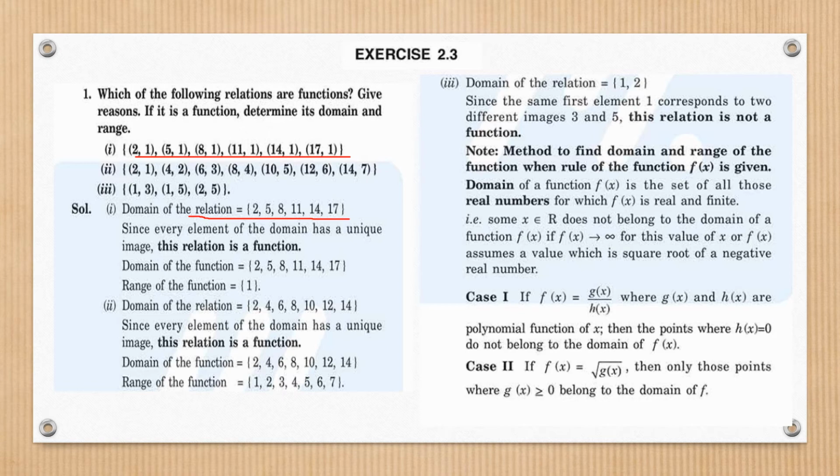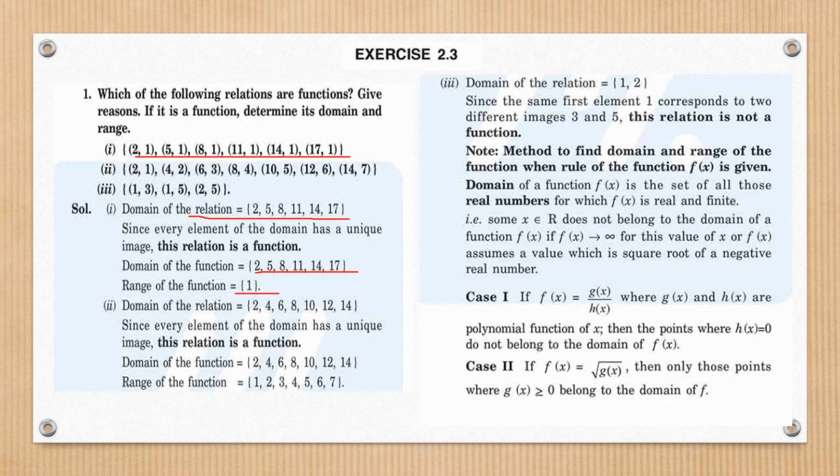Now since every element of the domain has a unique image, no two ordered pairs have the same first element. So this is a function. The domain of the function is again the set of first values. And what is the range? It is 1. So shall I say it is a constant function?